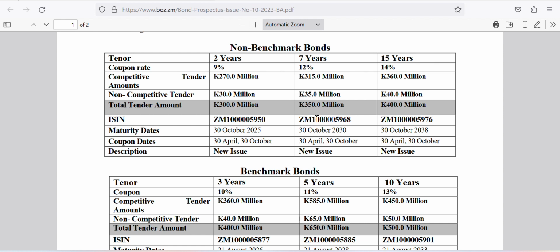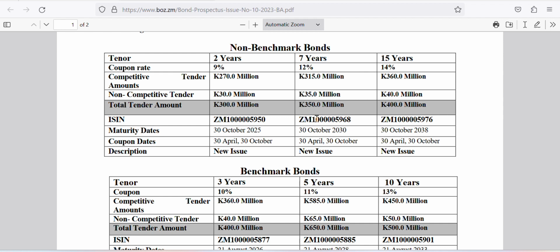And then we have the competitive tender amount. So for bonds in Zambia, they are of 2 types. We have the competitive tender and the non-competitive tender. So what exactly do we mean when we say competitive tender? In a competitive tender, investors compete to lend money to the government by specifying the interest rate and the face value of the securities they wish to purchase.